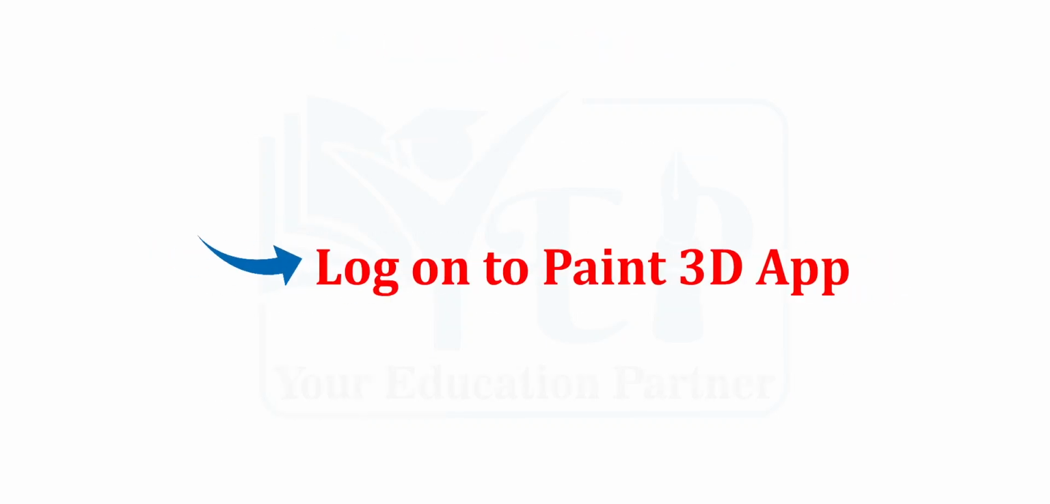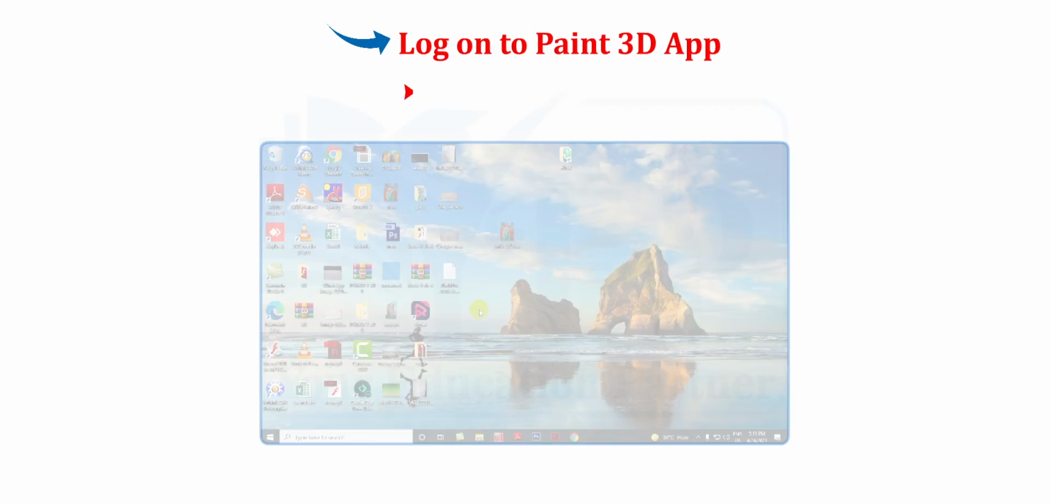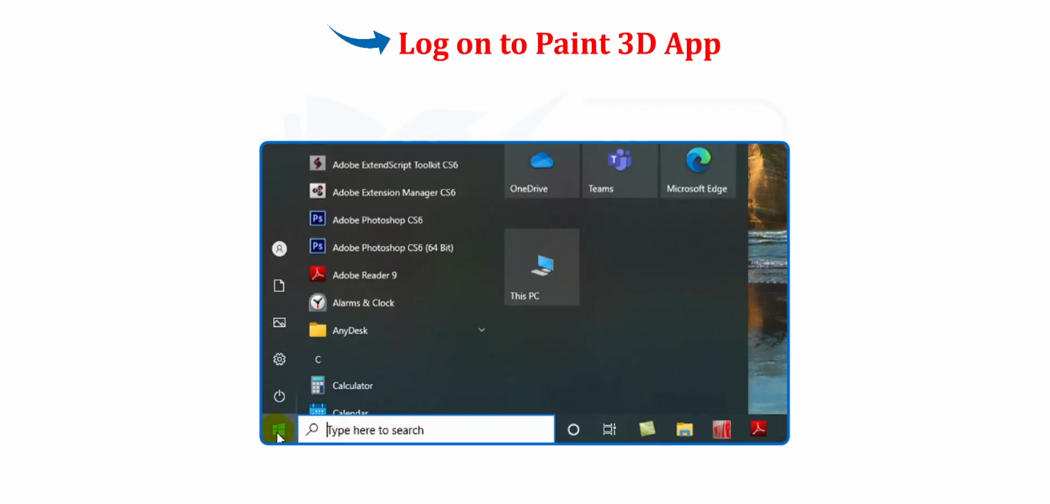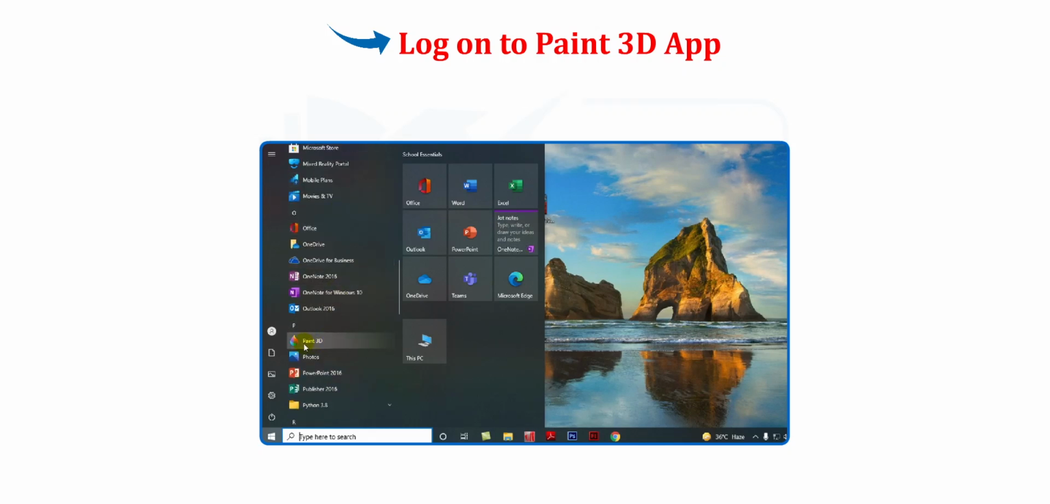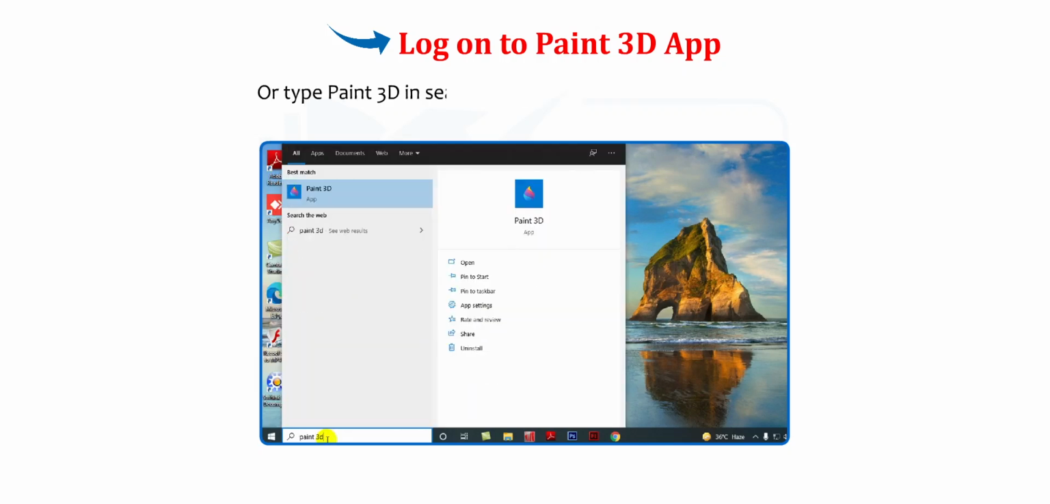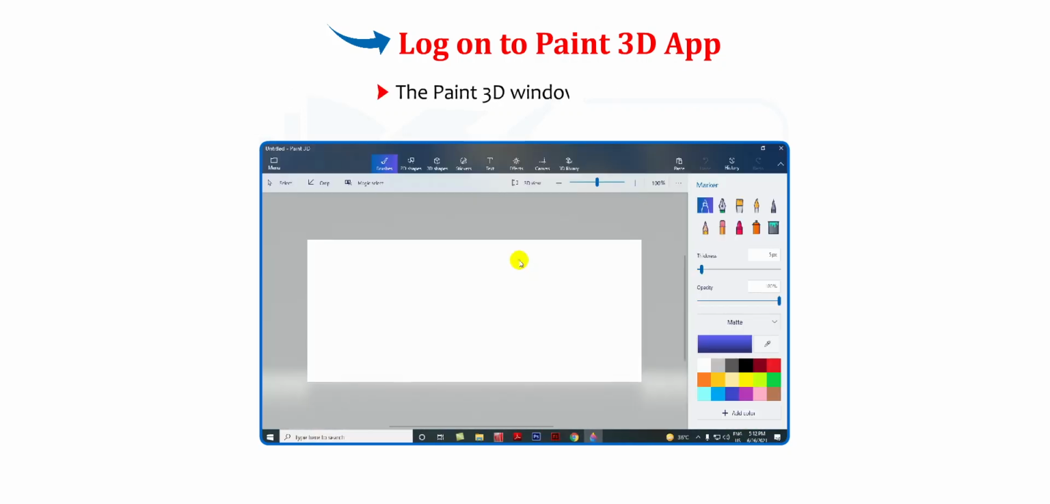Log on to Paint 3D app. Follow the given steps to open Paint 3D software. Click on the Start button. Select the Paint 3D option from the menu. Or type Paint 3D in the search box. The Paint 3D window will open.